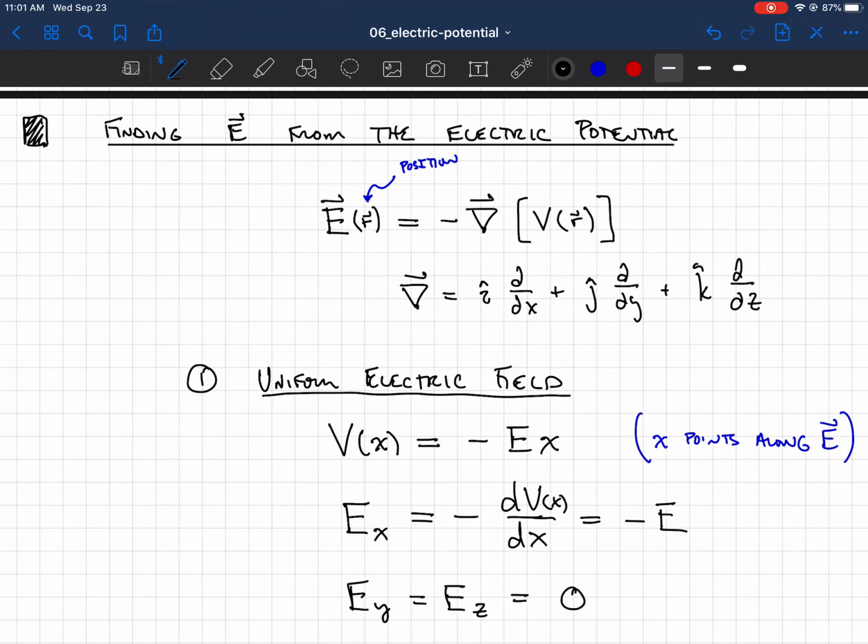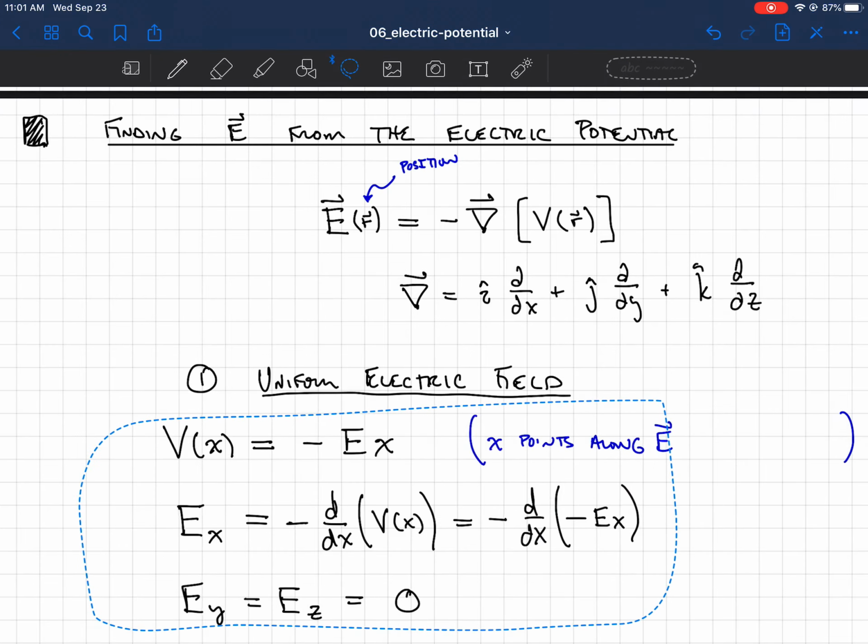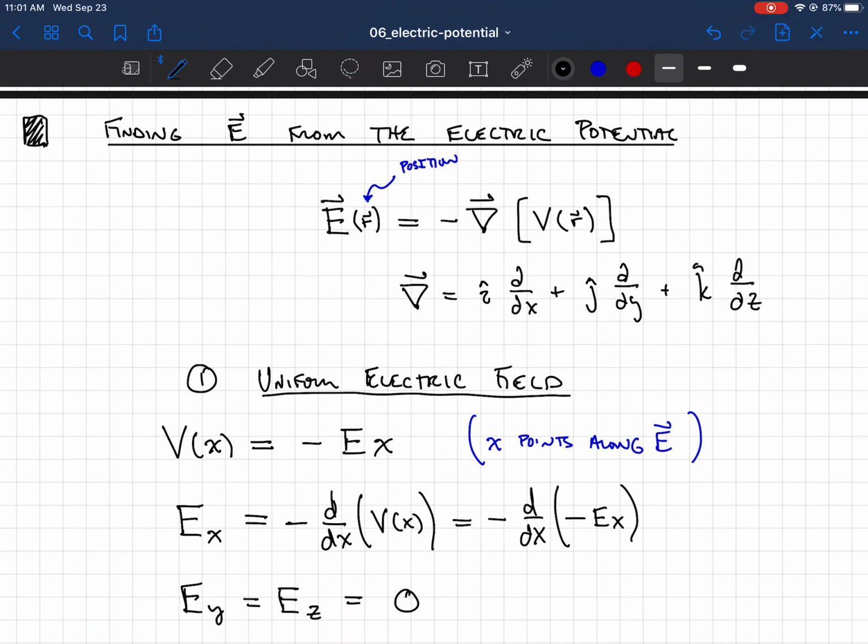And something's wrong here. Oh, because I screwed up the equation. So let's, as I always say, go slowly. So E sub x is going to be minus the derivative with respect to x of V of x. So that's minus the derivative with respect to x of minus Ex. And then that whole thing becomes plus E. That makes more sense.